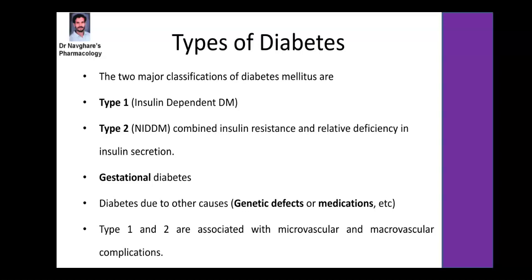Majorly, type 1 and type 2 are associated with microvascular and macrovascular complications such as cardiomyopathy, retinopathy, neuropathy, nephropathy. So these different pathies develop because of type 1 and type 2 diabetes, that is micro and macrovascular complications.